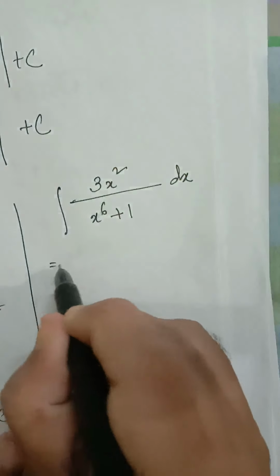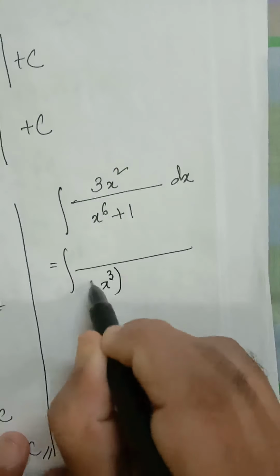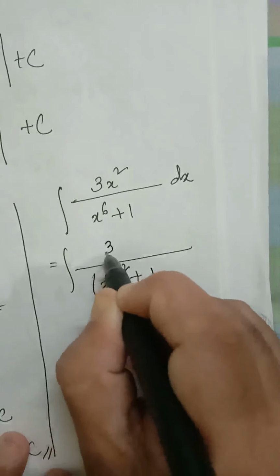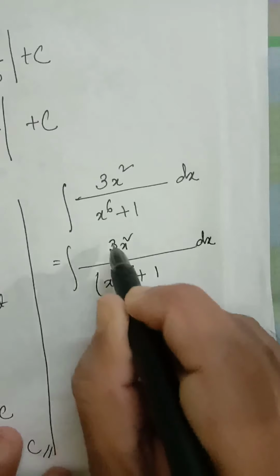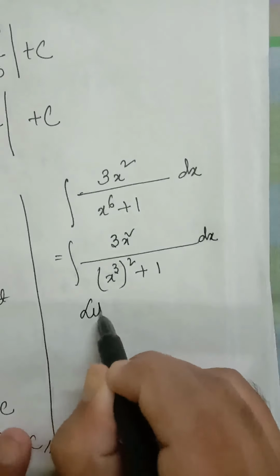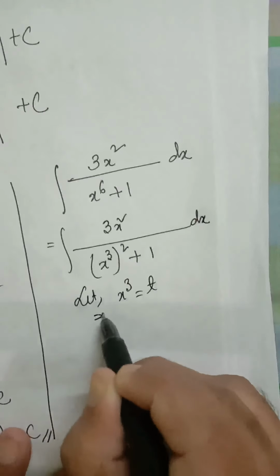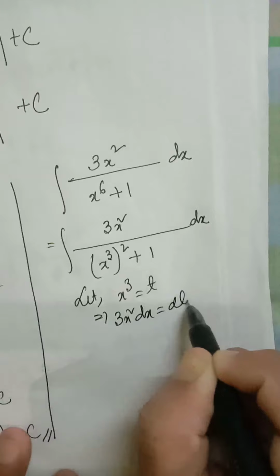So what we will do, we will write x to the power 6 in this way, x cube whole square plus 1, and the numerator is 3x square. Now you can see the derivative of x cube is 3x square, so we will put x cube equal to t. Let x cube equal to t. So 3x square dx is equal to dt.